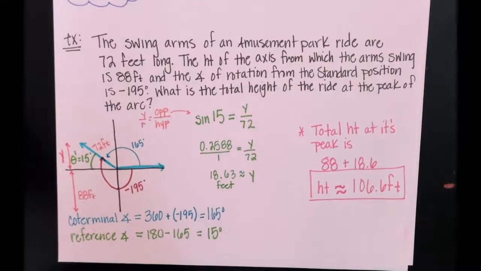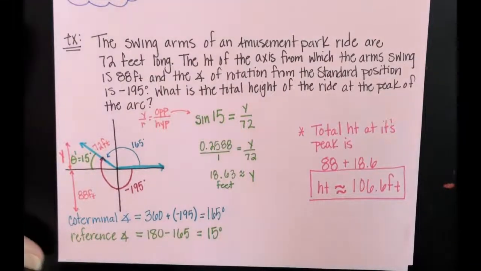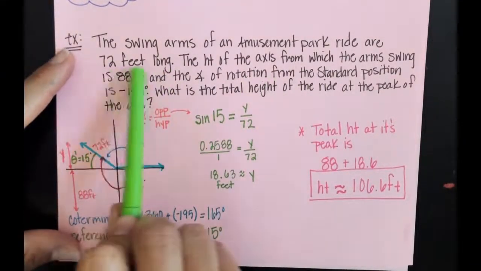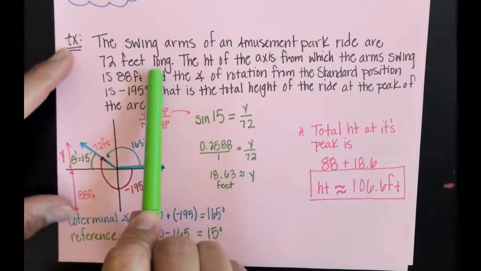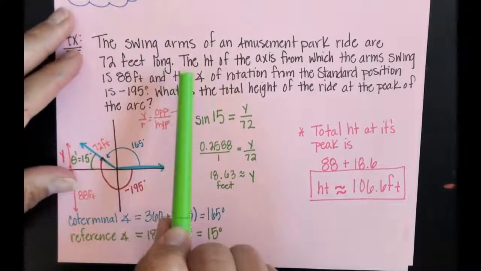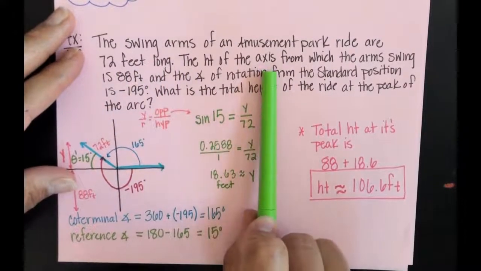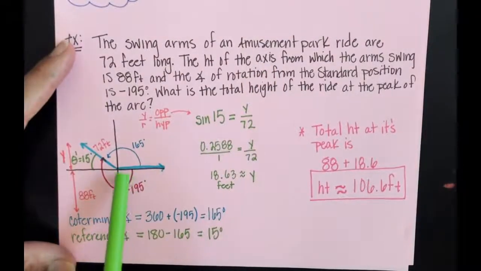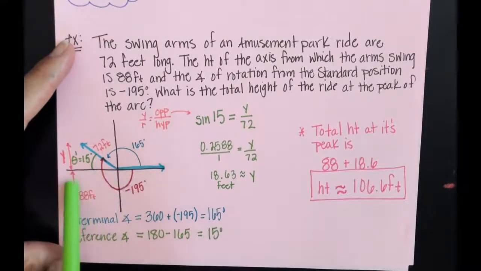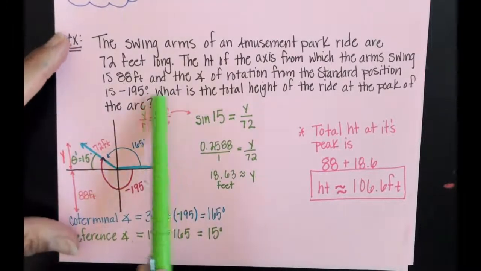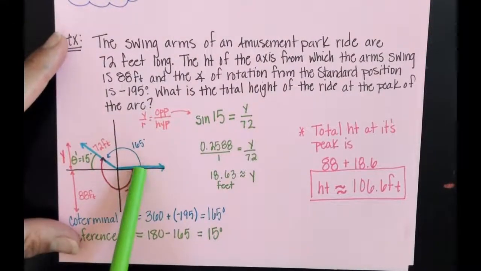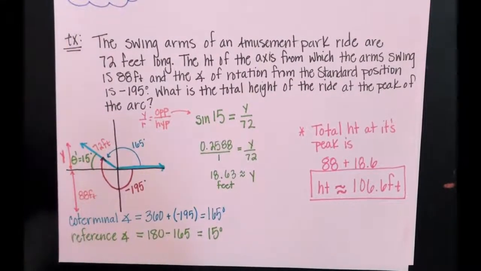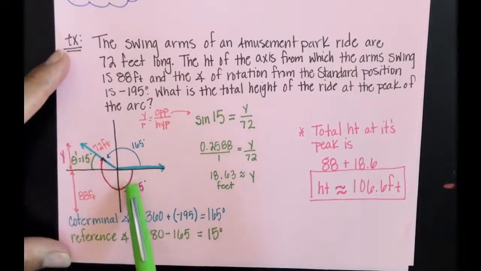I don't care what the physics behind it tells me is okay. That's freaking terrifying. So we have a 72-foot long arm that the swing's going to have you on. The height of the axis, meaning how high it is from the ground to where our axis intersection is, where the arms are going to connect, is 88 feet. And the angle of rotation in standard position is negative.